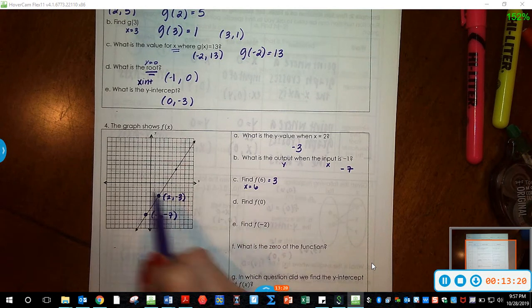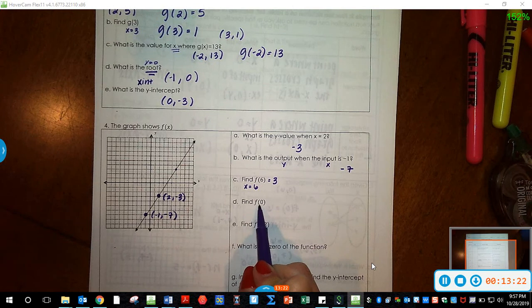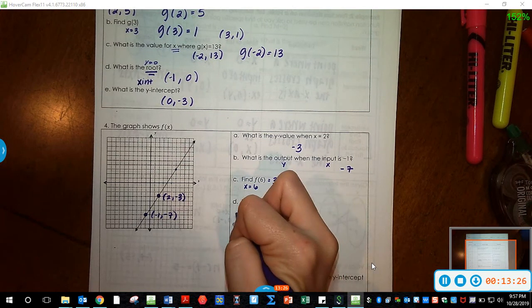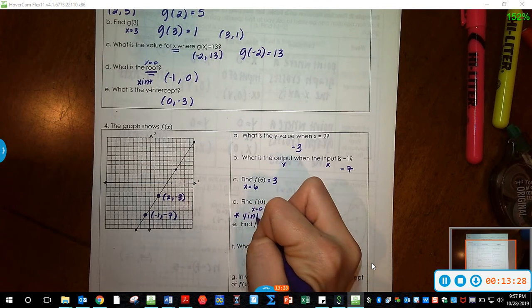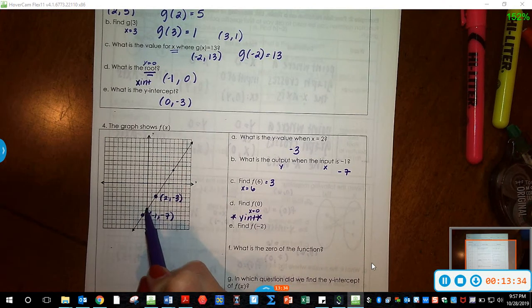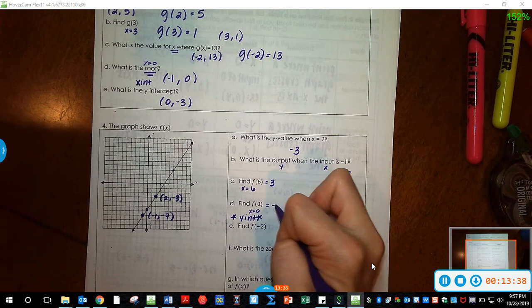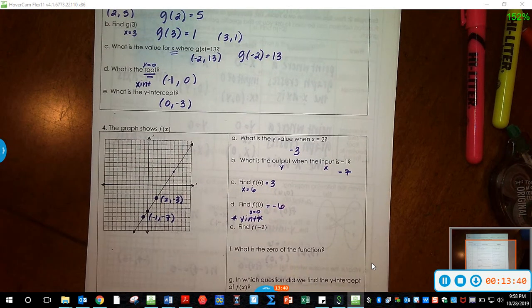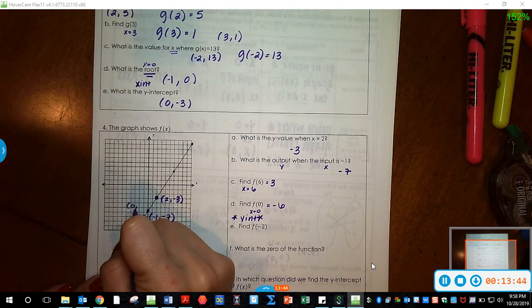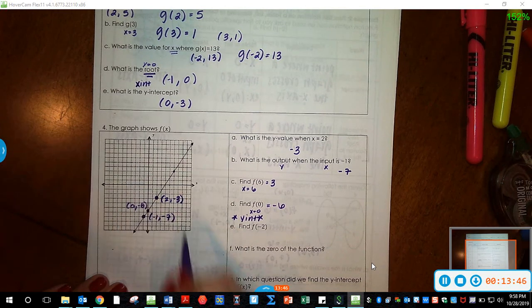Right, f of 0, which hopefully we recognize, ooh, the x equals 0. This is our y-intercept. So I look where it crosses the y-axis, right about there, -6. Because when my x is 0, my y is -6.